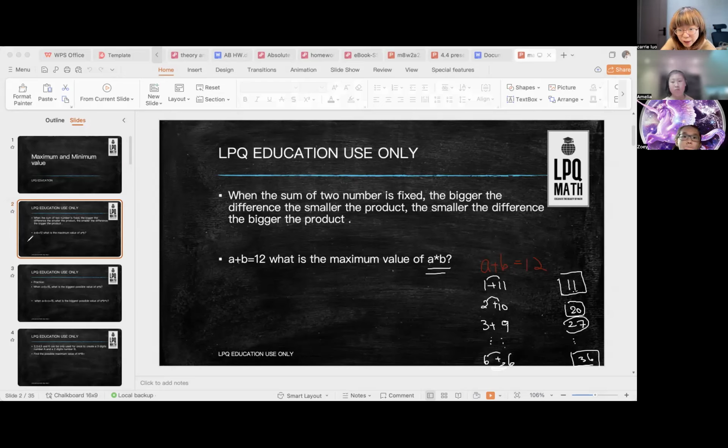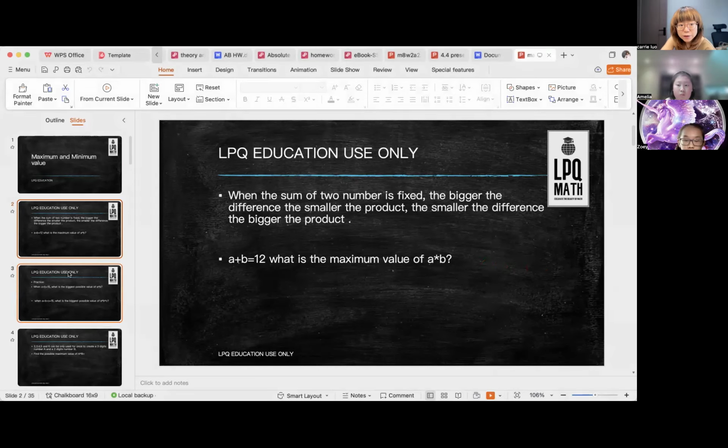Okay, I'm going to explain this question in the graph way. Why? So you can see 1 times 11 is a very long rectangle, but 6 times 6 is a square. So we're actually talking about the area of these two, right? So of course the square gives you the biggest area. Clear? Okay, I think I explained very well for this one, right? Okay, so let's take a look at the next one, okay?